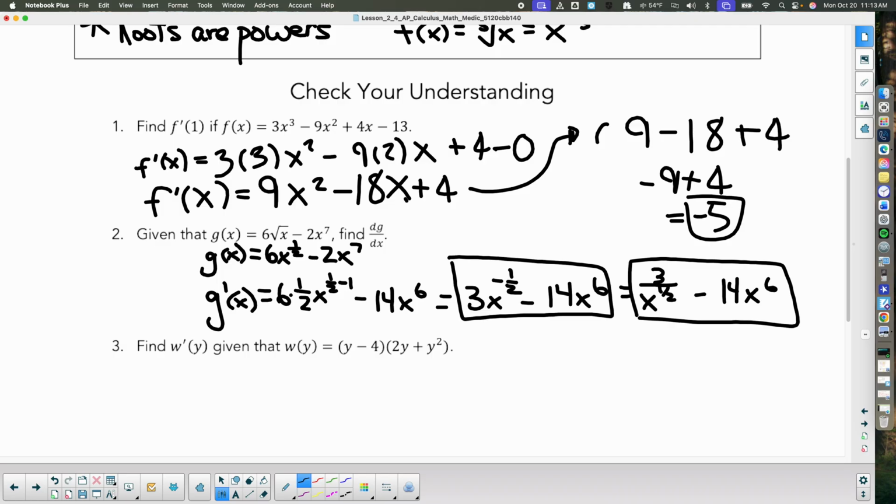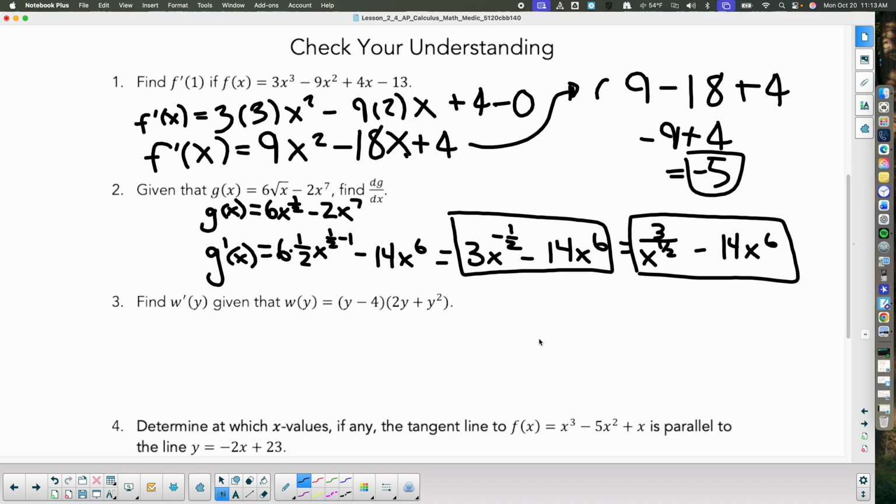Somebody feel pretty confident about number 3? I mean, you're welcome to write it up there if you want. If you're not feeling confident, that's fine, I'll put it up there. I just thought I'd give you guys a chance.